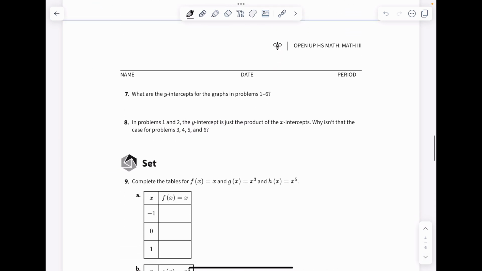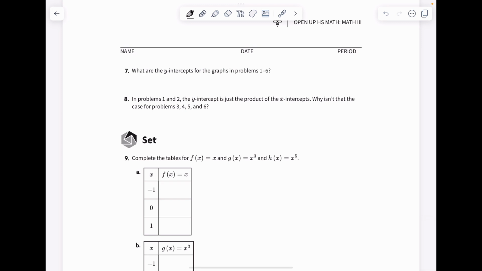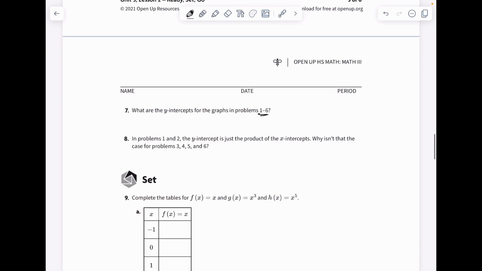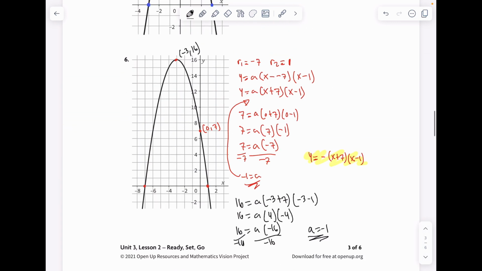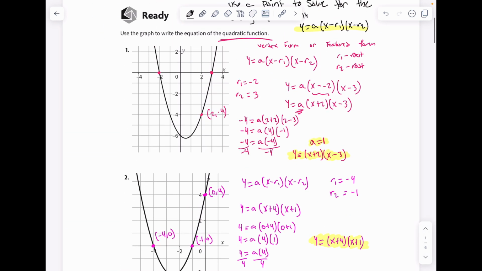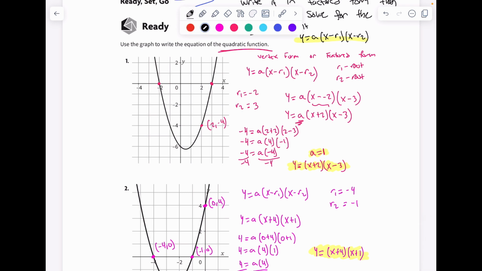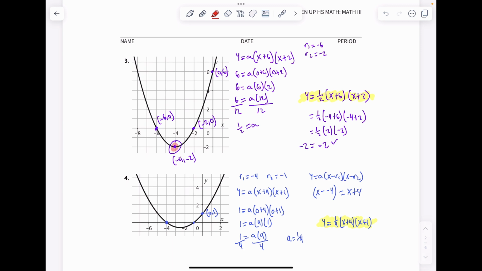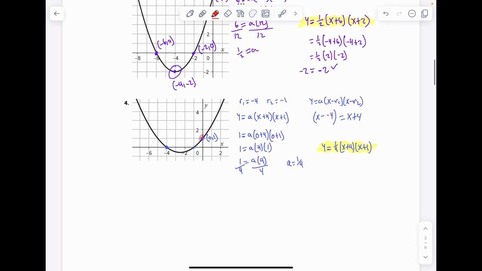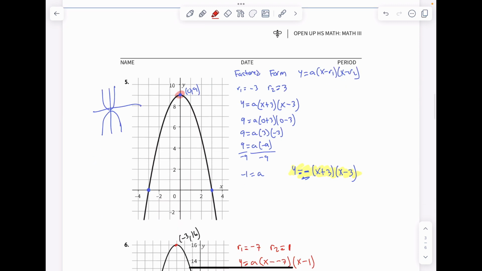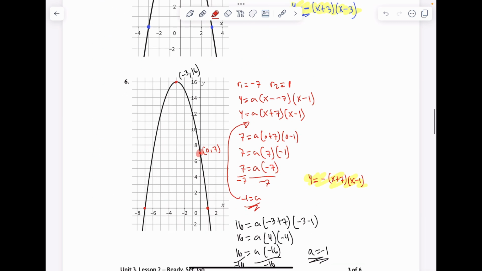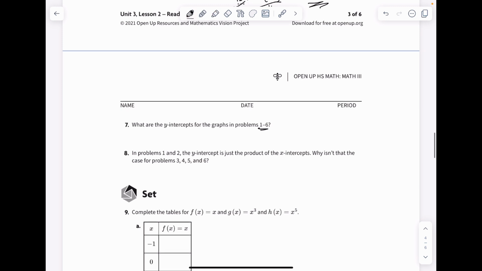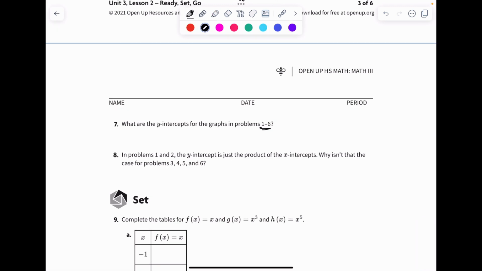Let's talk about 7. Okay, what are the y-intercepts for the graphs in problems 1 through 6? Oh my goodness. Okay, so let's pick a best way to do this. Going through all of these, the y-intercept here, let's use a highlighter here. Let's use some red. A lot of them I already used, right? So let's make a list here of our values.